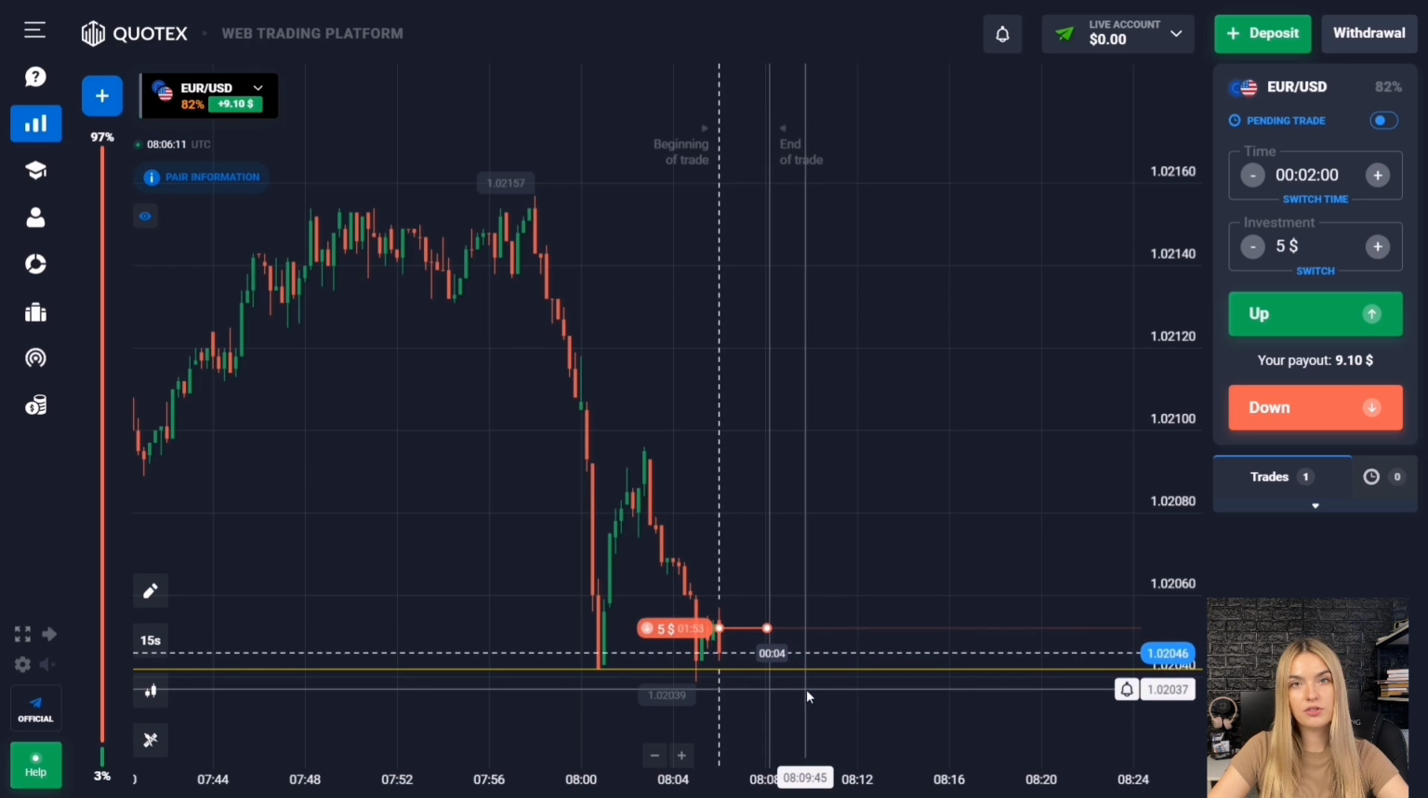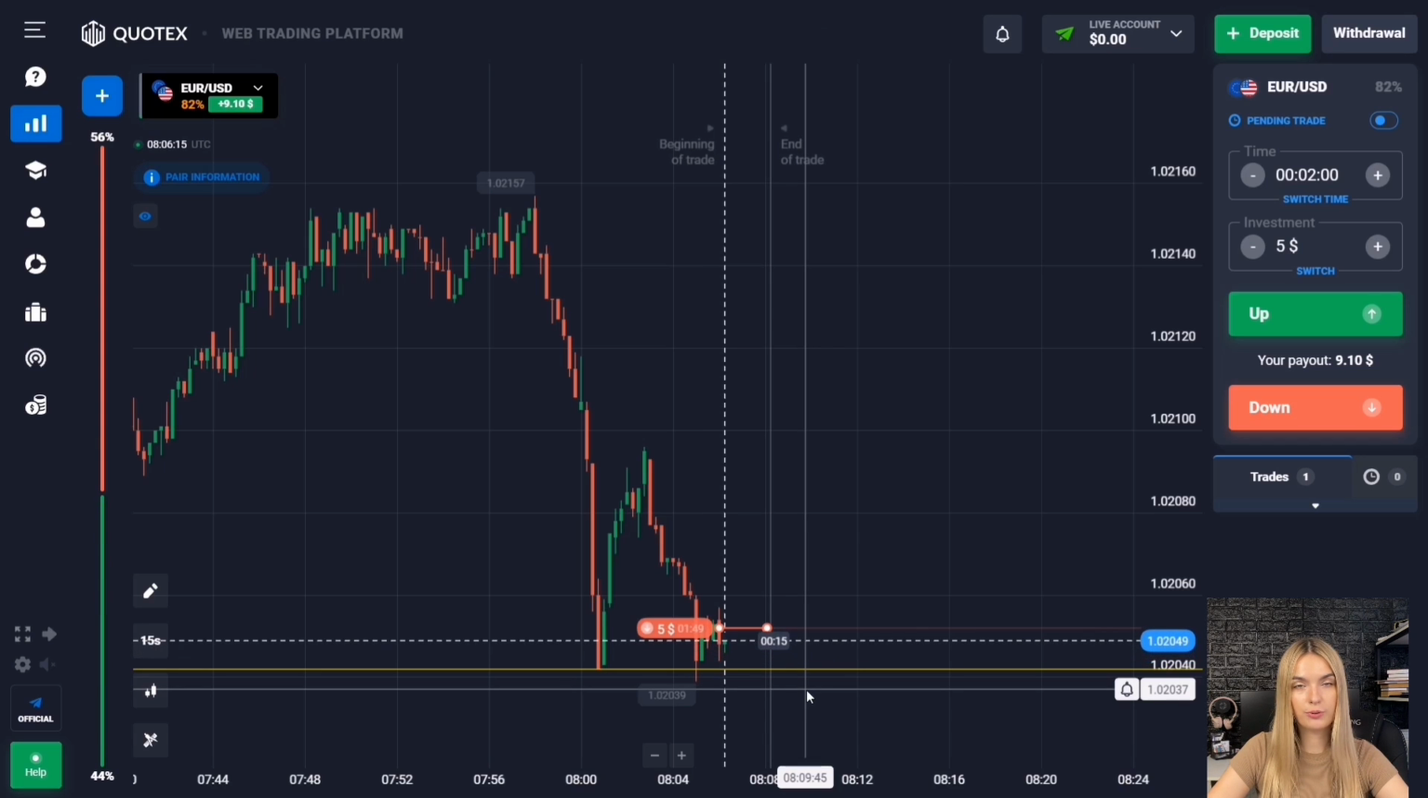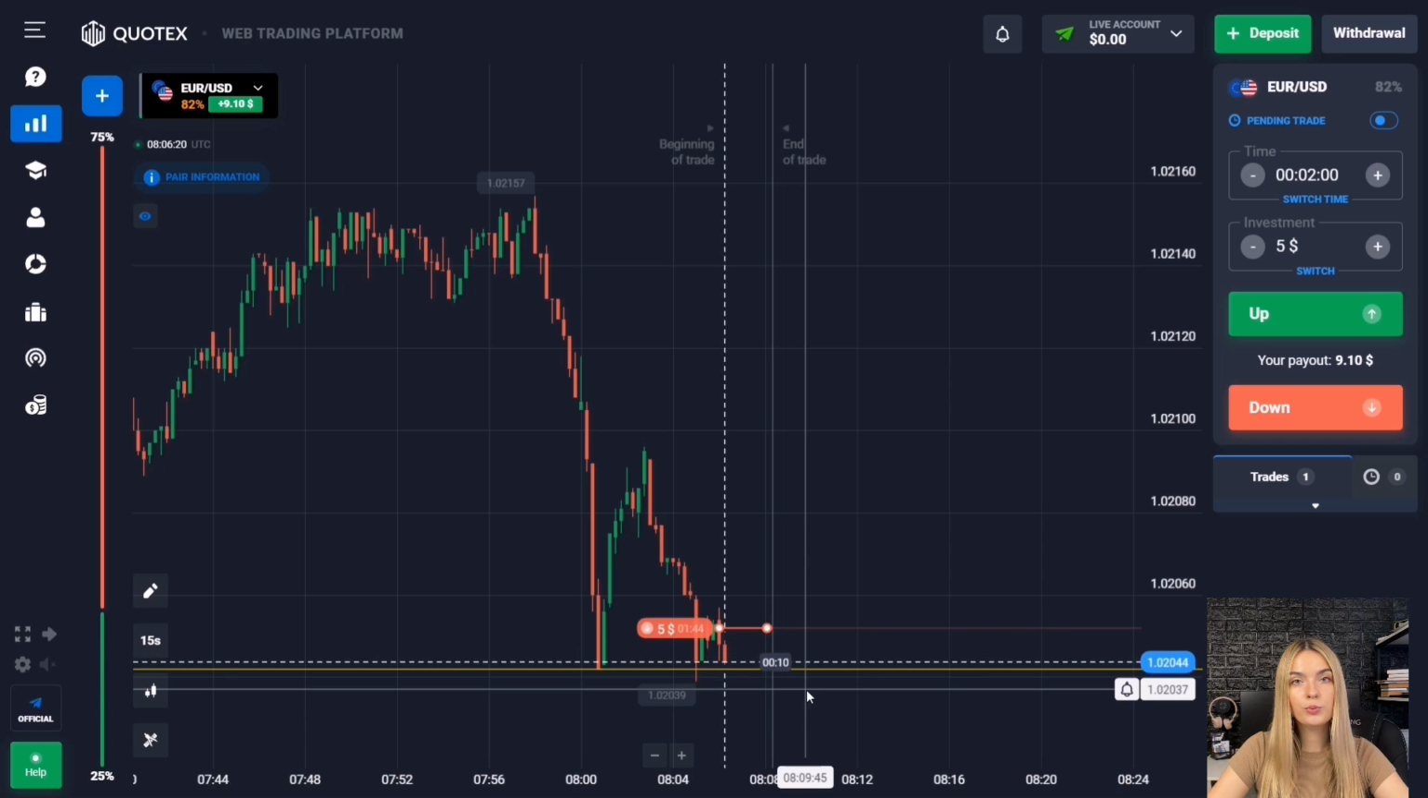Just after opening the transaction, the price moves down again. The price here also has a good potential for a decrease, and in this situation it is more likely that the level will be broken. And I think 2 minutes will be quite enough, even with the possible pullback. So guys, let's wait for the end of our deal.